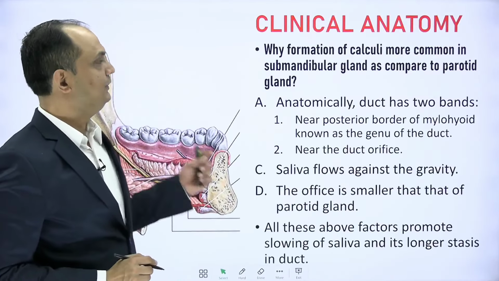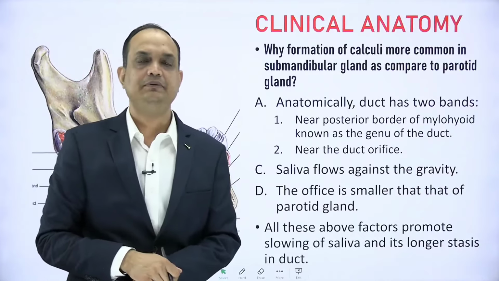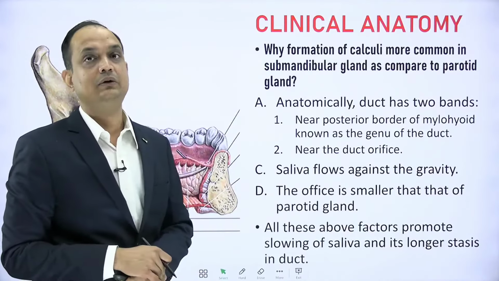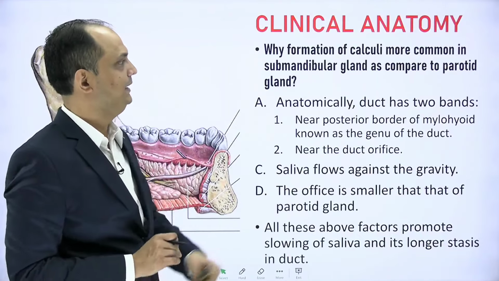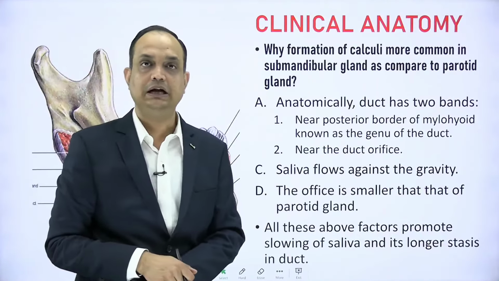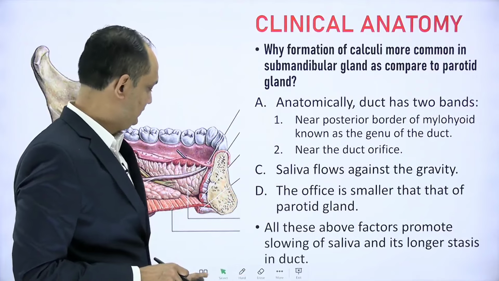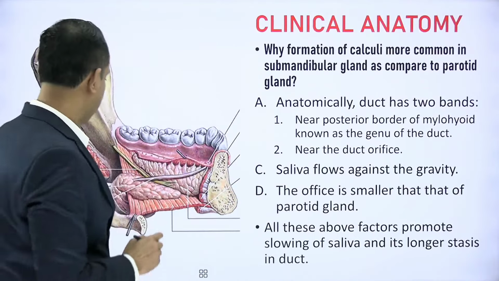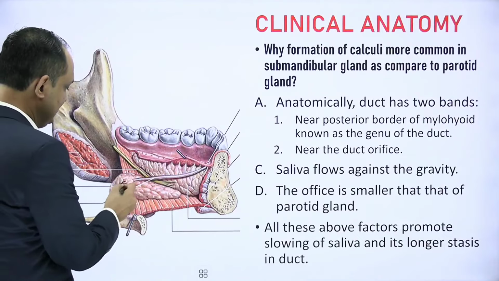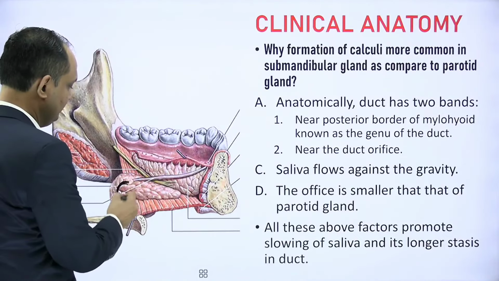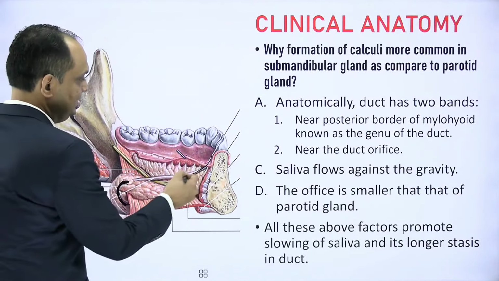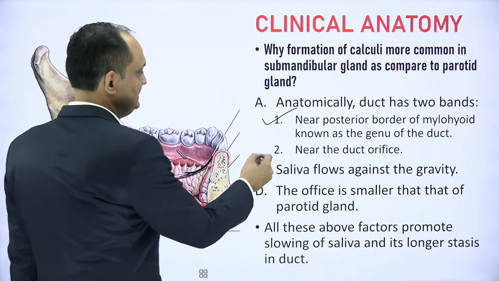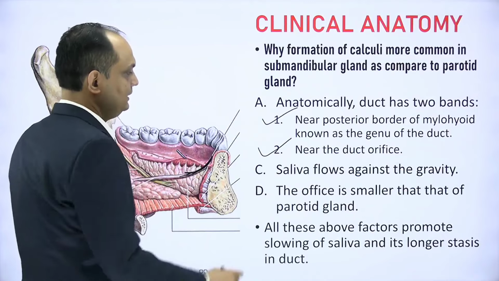Now, there is one important clinical anatomy point which I told you, that the formation of calculi, that is sialolithiasis, is more common in the submandibular gland as compared to the parotid gland. So there are a few reasons. The first reason is that the duct is having two bends, which I told you. One bend is here, which is inside the gland along the posterior border of mylohyoid, and the second bend is here. So one bend is at the posterior border of mylohyoid, the second is near the duct orifice.